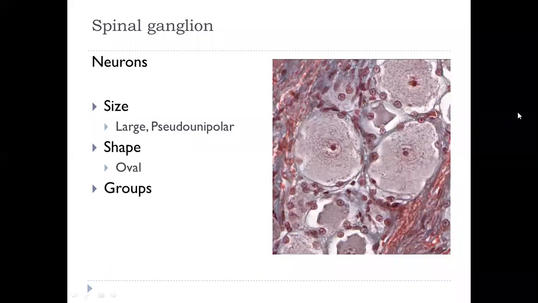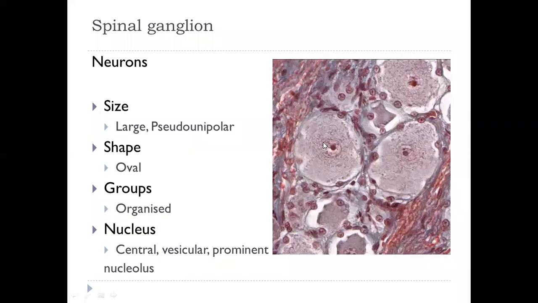And they are present as a group. Okay, see, this is a group of neurons, and between different groups of neurons, there will be nerve fibers present in between. Okay, I'll show you a larger field. In spinal ganglion, the neuron will be present as organized groups.